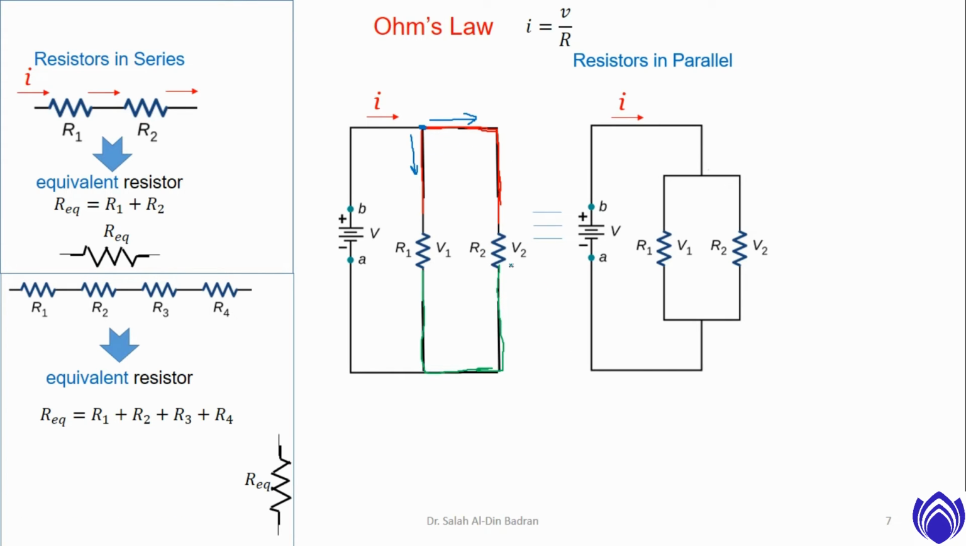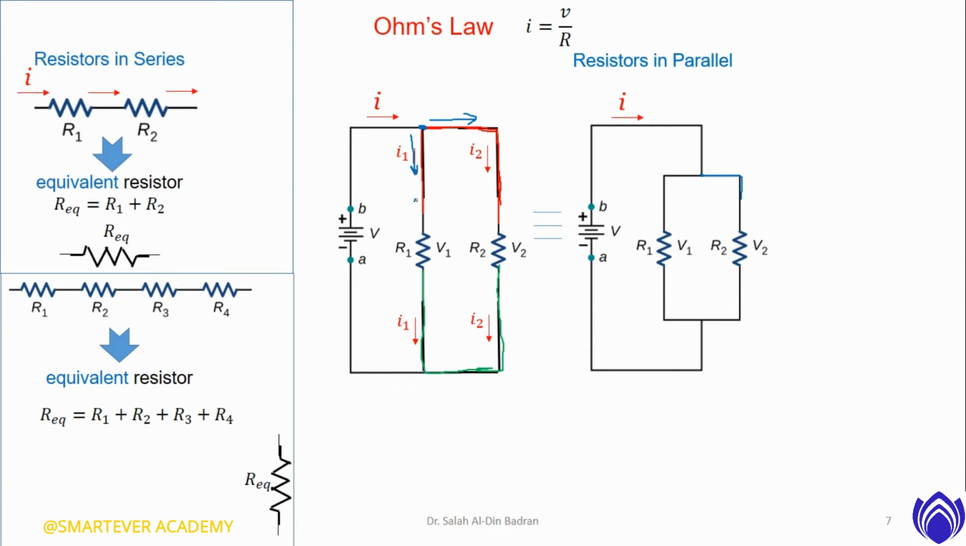This architecture is the same as this one. The current will be distributed into two branches. Each branch in this circuit has one resistor. This is I1 and this is I2. So it's not the same case as resistors in series. In series, the current is the same. But here, I1 is different from I2, and both are different from I. So we have a different principle for resistors in parallel.